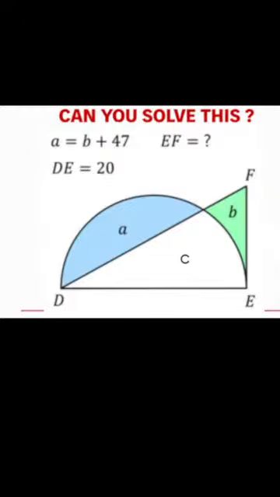Okay, see, this is the next question where you need to solve for the value of EF, which is this length. You are given that DE is 20, and that A plus C is equal to B plus 47. Now, what is A, B, and C? A is the blue area, C is the white region area, and B is the green region area. So let's see how many of you can answer this.